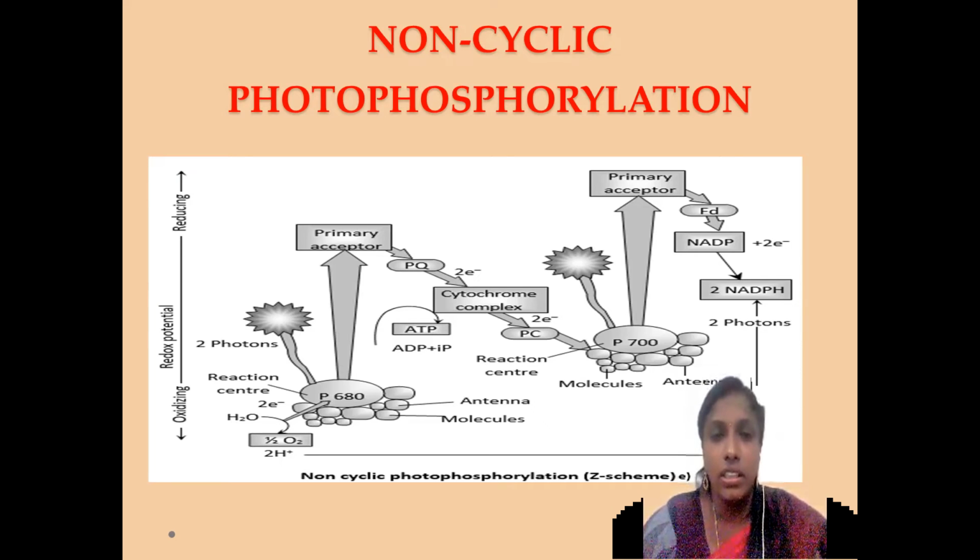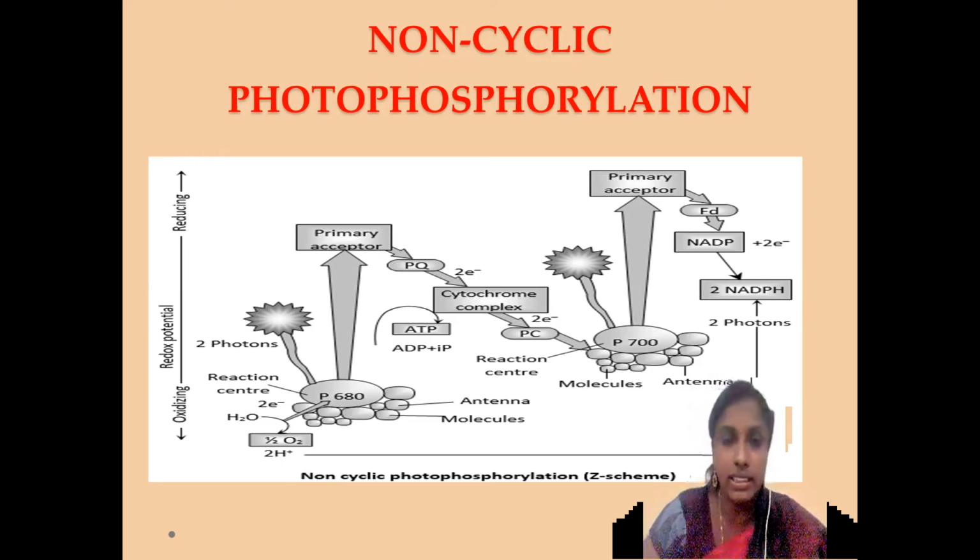Here the photophosphorylation, that is formation of ATP and formation of NADPH, starts from photosystem 2 and ends in photosystem 1. That's why it is called non-cyclic photophosphorylation. And the image is indicating a zigzag-shaped structure here. So that's why this non-cyclic photophosphorylation can also be called the Z scheme.